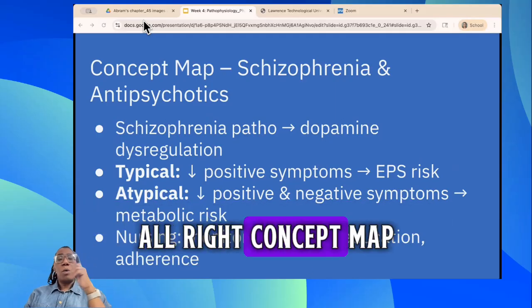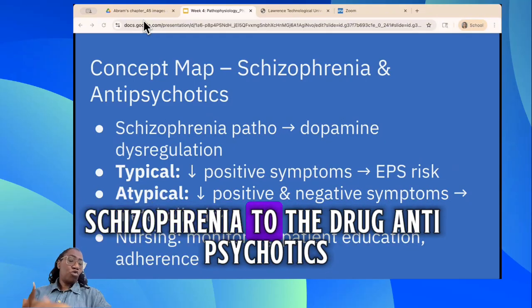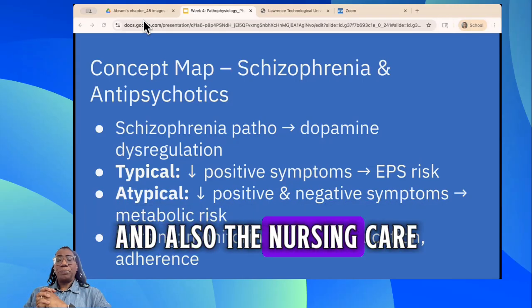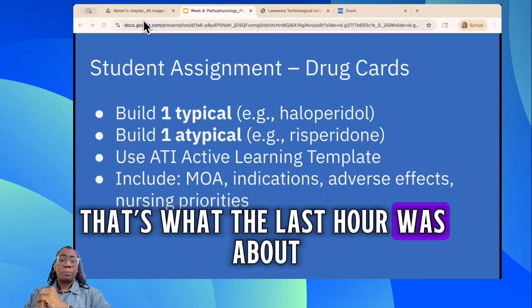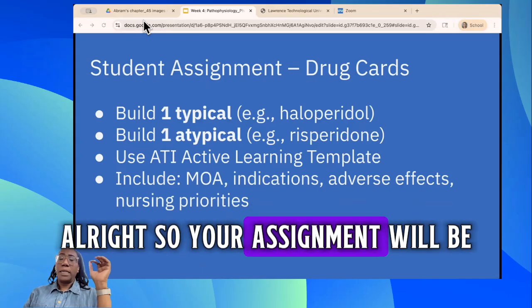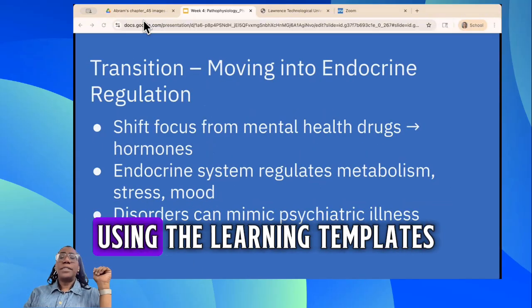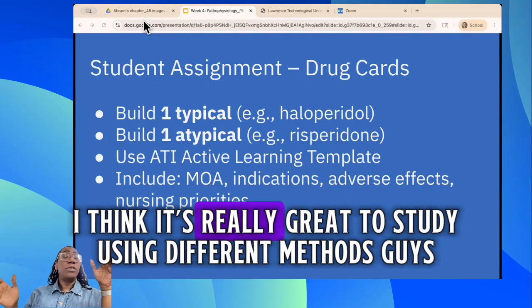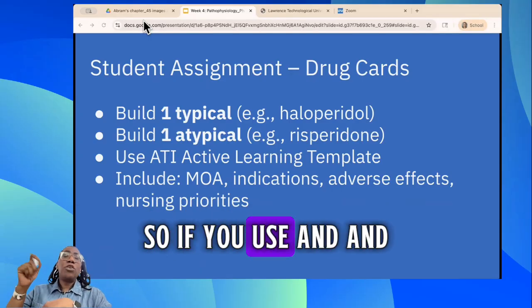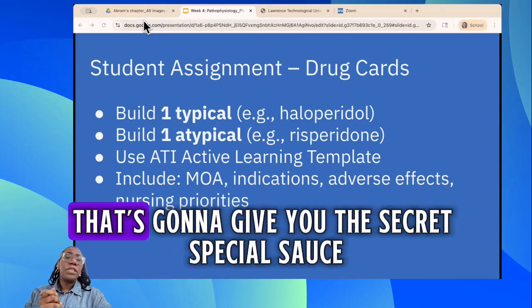All right, concept map. So, can you make a concept map that helps you link this disease, schizophrenia, to the drug, antipsychotics, both typical and atypical, and also the nursing care? All right, I hope so. That's what the last hour was about. All right, so your assignment will be, and again, this is a non-graded assignment, to prepare by building the cards, using the learning templates, using your ATI resources, using the flashcards. I think it's really great to study using different methods, guys. So if you use your own study guide materials that you write and make up on your own, that's going to give you the secret special sauce.